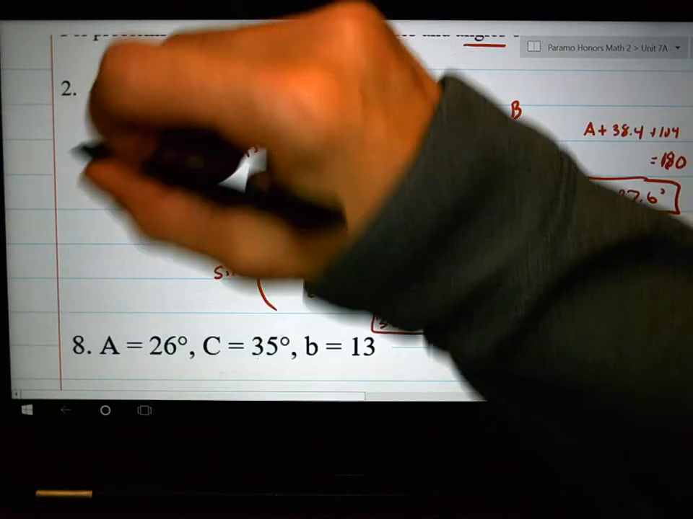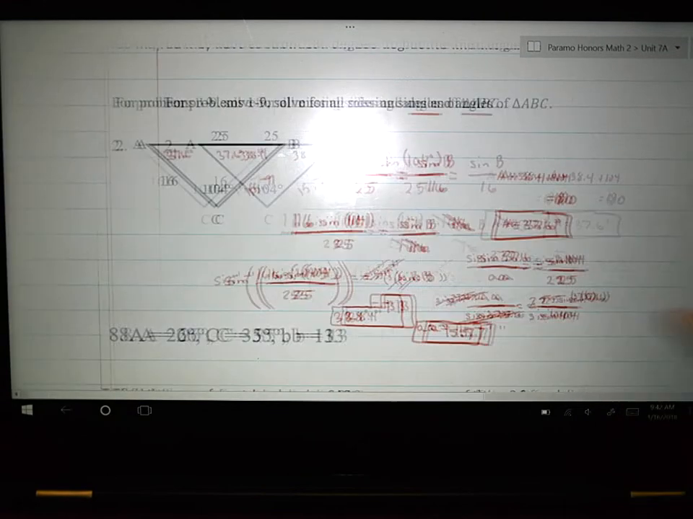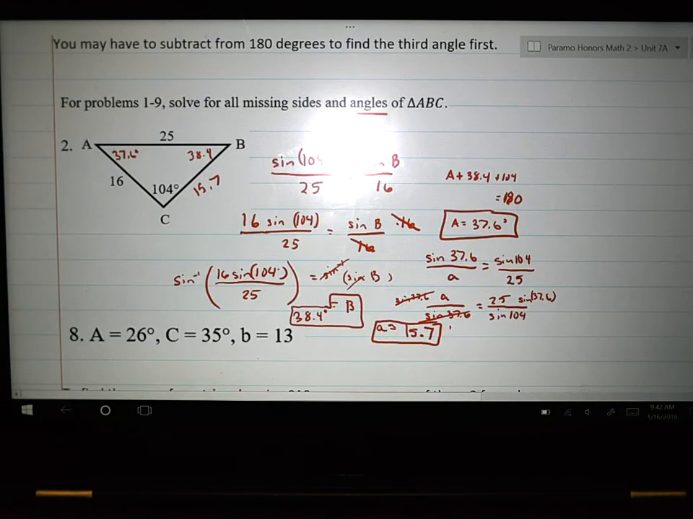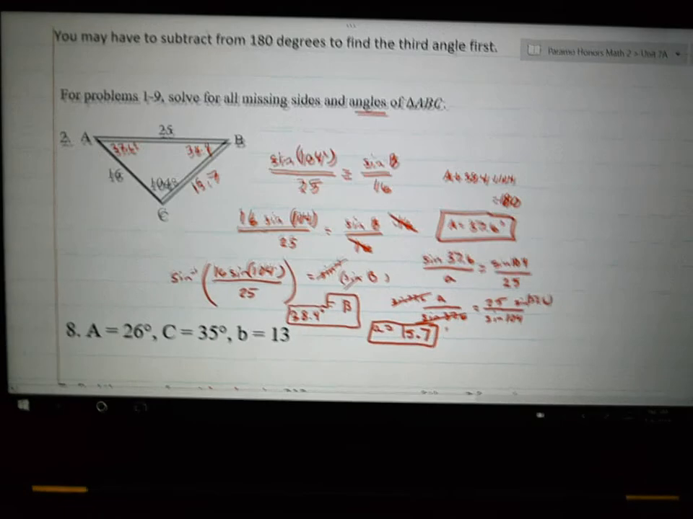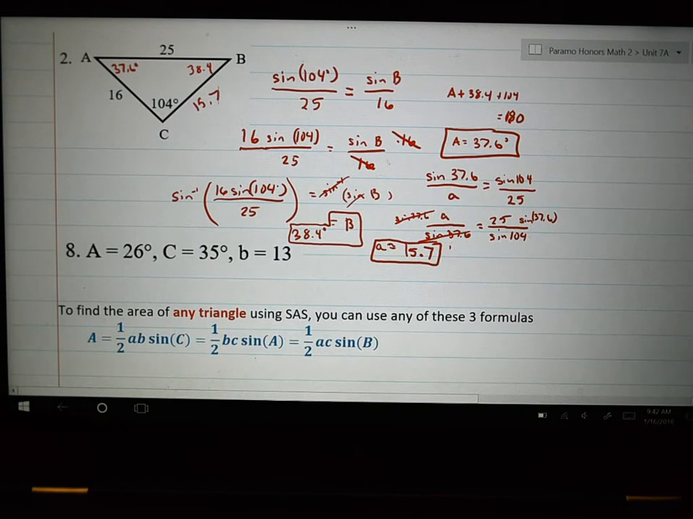15.7 to the nearest tenth. Make sense? That takes us to number 8.